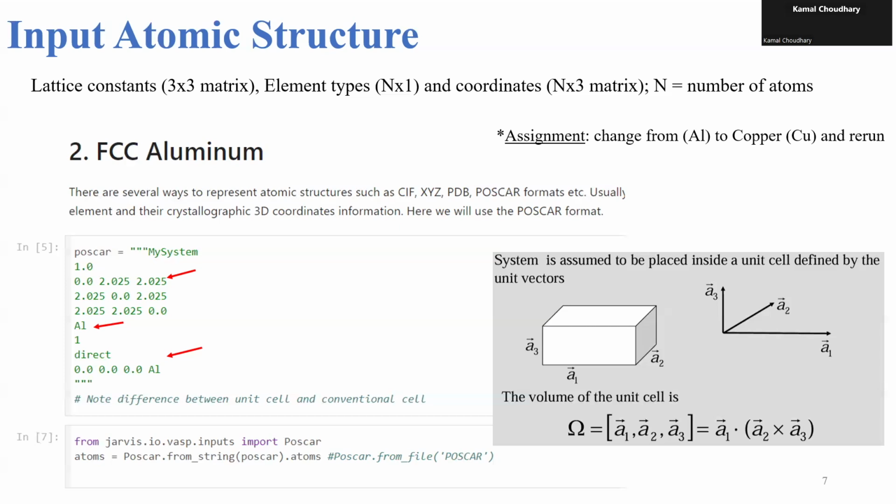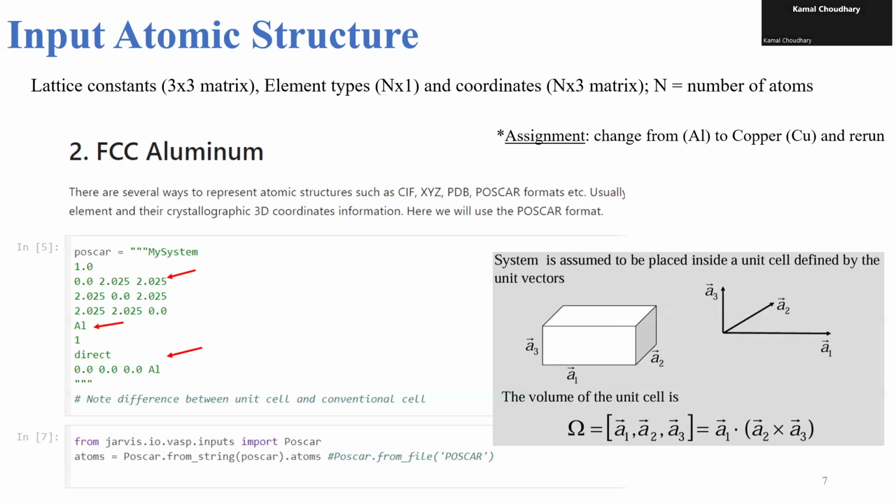Coordinates are the XYZ coordinates of the atoms, which is usually an n by 3 matrix. On your left-hand side, I show you FCC aluminum in primitive cell. As you can see, I'm entering this atomic structure information in a format called POSCAR. There are many ways you can input the atomic structure information, but here we'll stick to the POSCAR format.